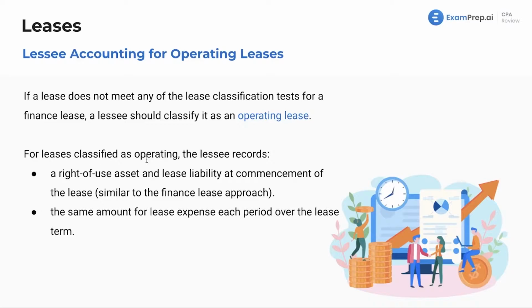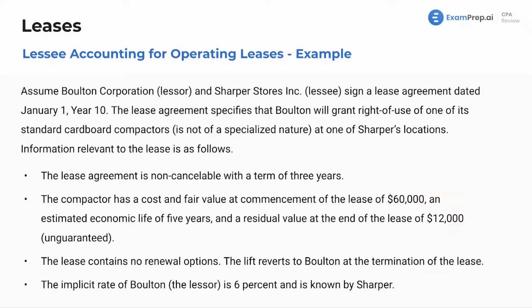For leases classified as operating, the lessee records a right of use asset and lease liability at commencement of the lease, similar to the finance lease approach, and the same amount for lease expense each period over the lease term. Here we are. And again, similar, we are going to read this. I want you to run through your 5 criteria, get a good practice in, eliminate the information you don't need, and then we'll run through what type of lease this is going to be.